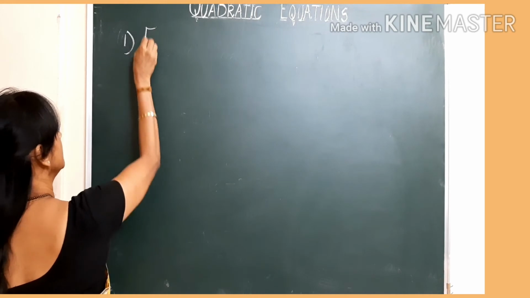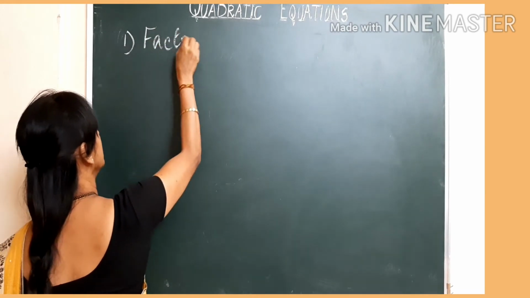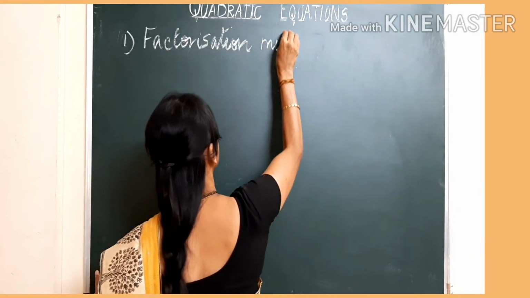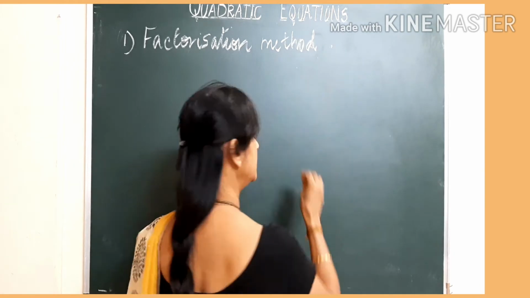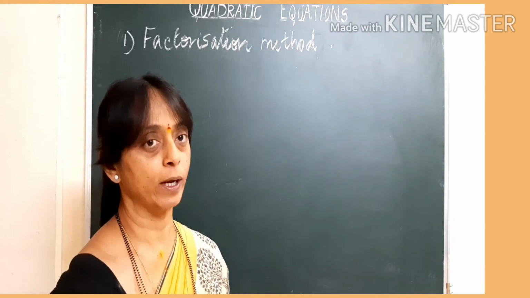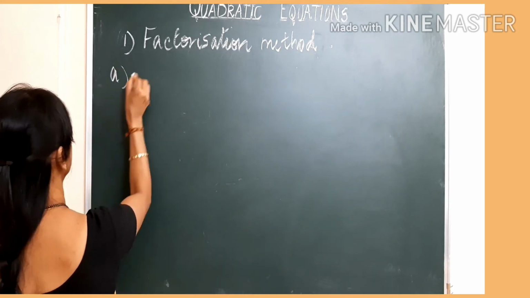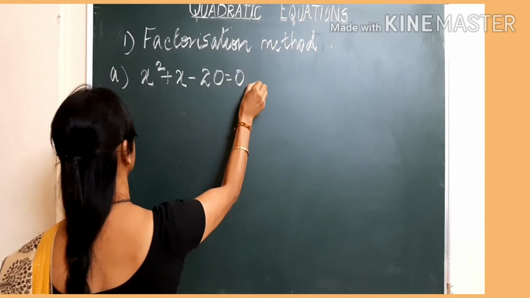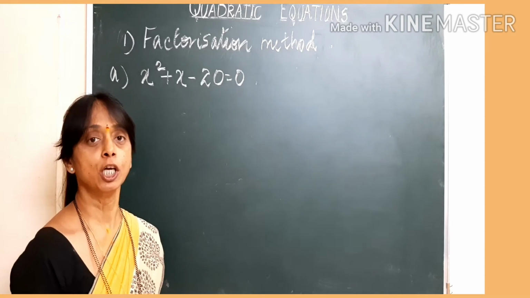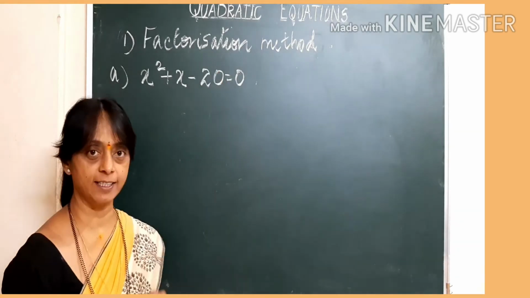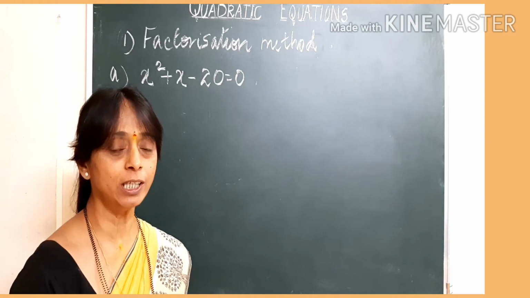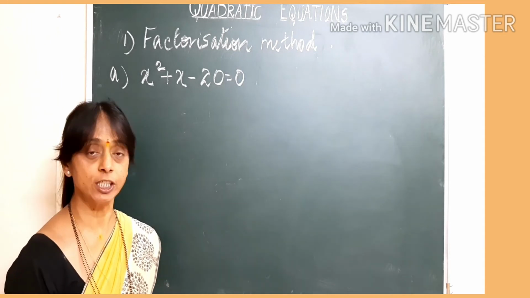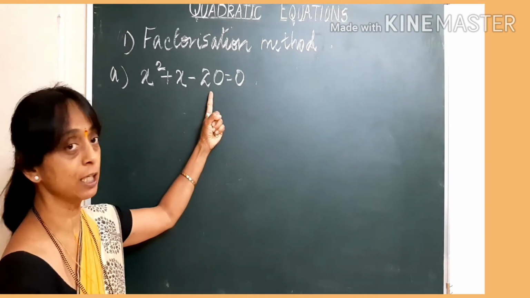So the first one, factorization method. To understand this method, children, let's take one problem. Now in this quadratic equation, you have to find out the roots by using factorization method. As you have studied earlier, children, you know that you have to choose a pair of numbers which satisfy two conditions. The first condition, the product of those two numbers should be equal to the last term.